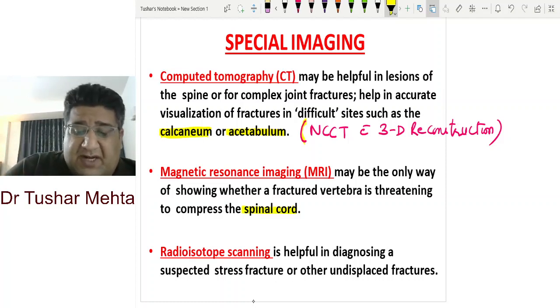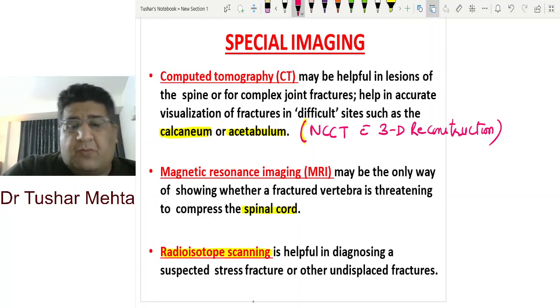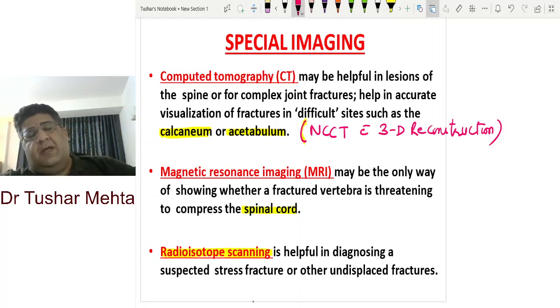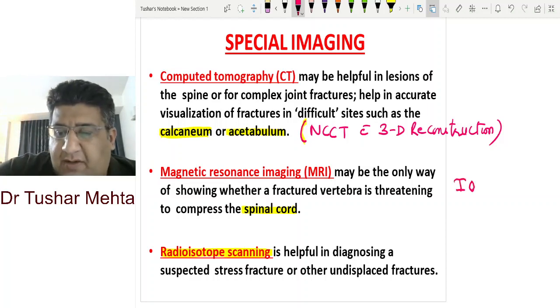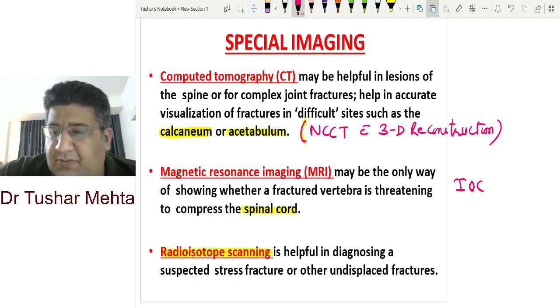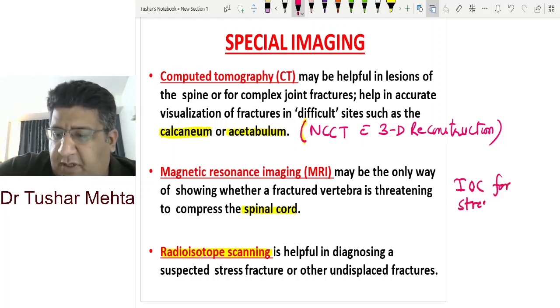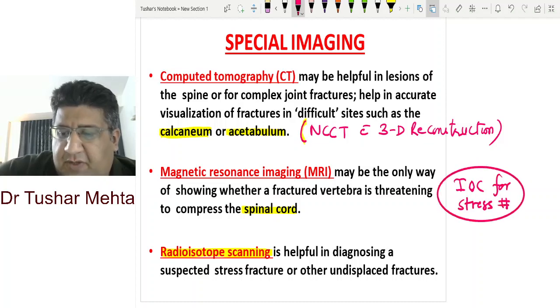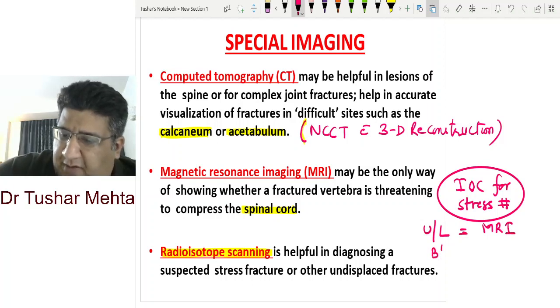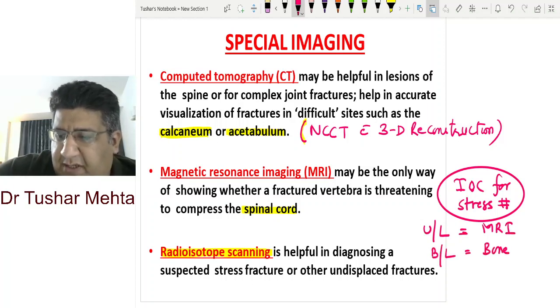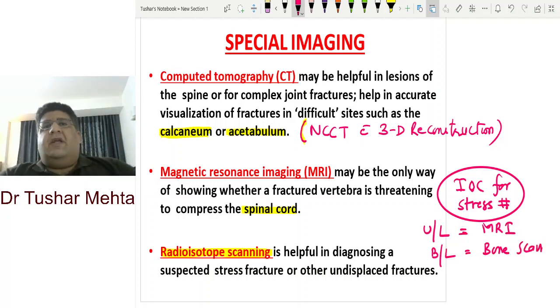Now, stress fracture, I'll be very honest in telling all of you that at one point of time, yes, stress fracture was considered to be seen best on a bone scan, not now. In fact, I would like to conclude the investigation part with this MCQ: the investigation of choice for stress fracture, if it is a unilateral stress fracture, is MRI. If it is a bilateral stress fracture, then definitely it is bone scan. If it is unilateral, it is MRI. If it is bilateral, it is bone scan. So this is the fundamental that I want all of you to understand.